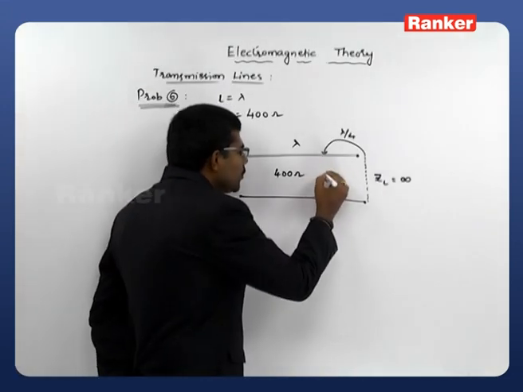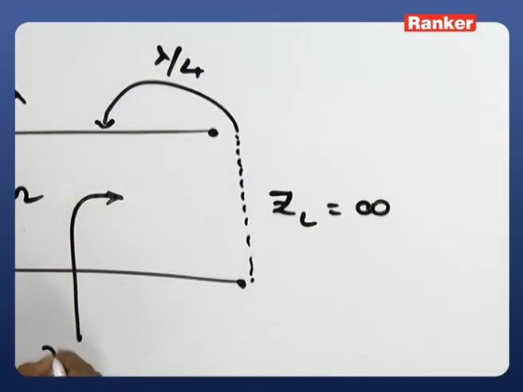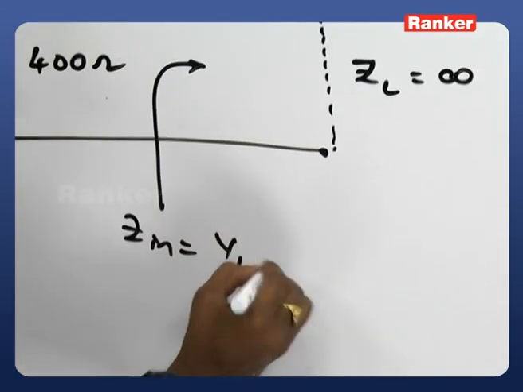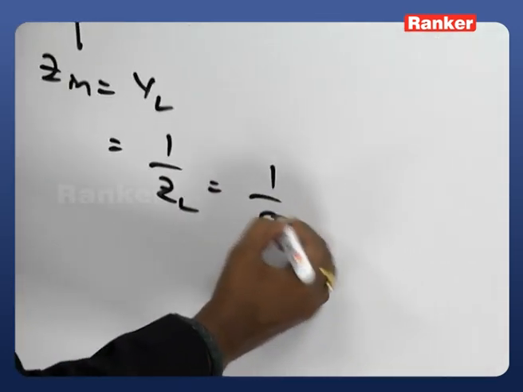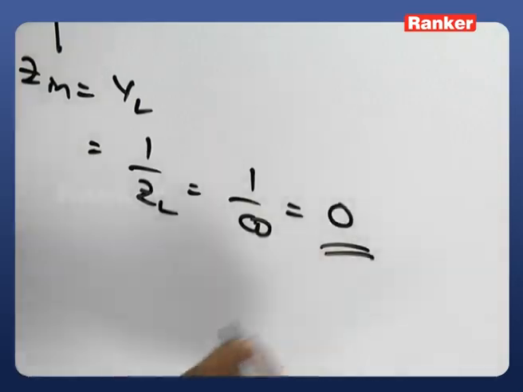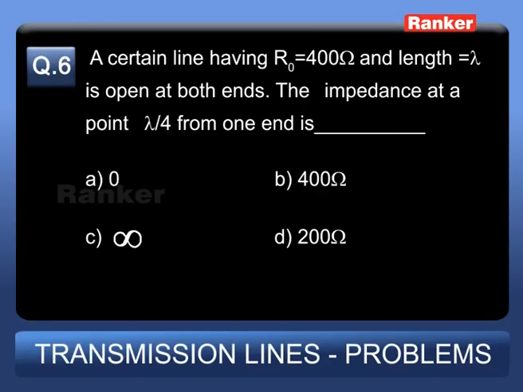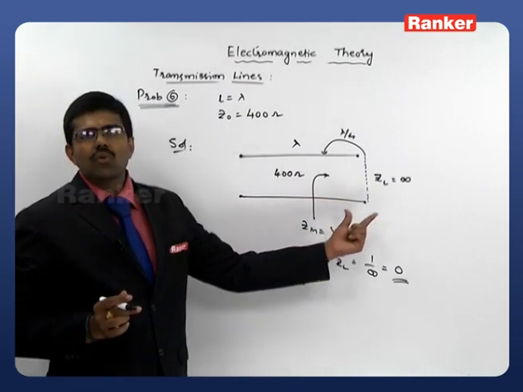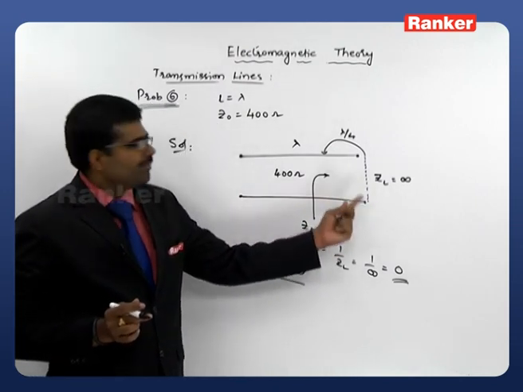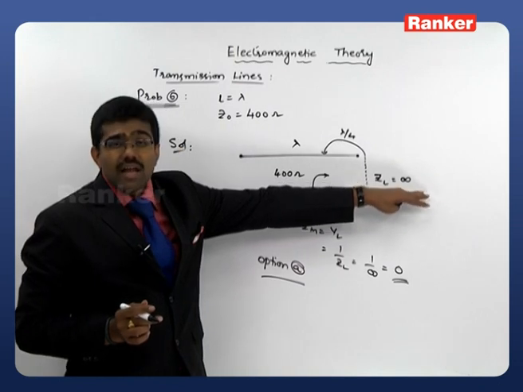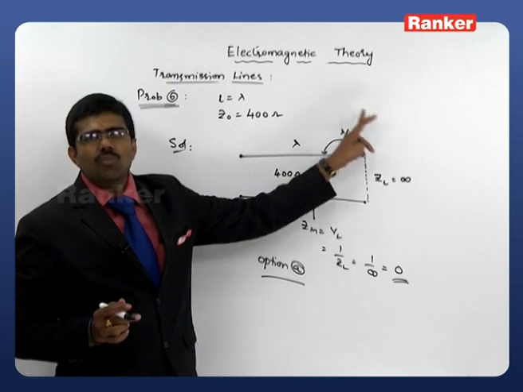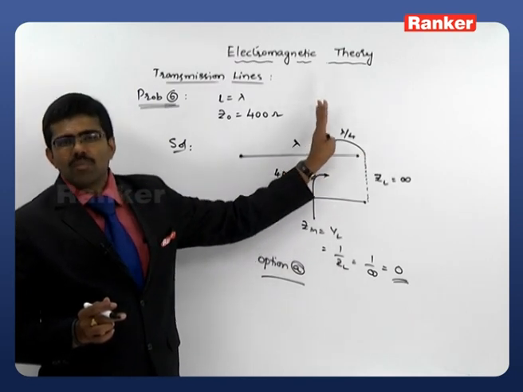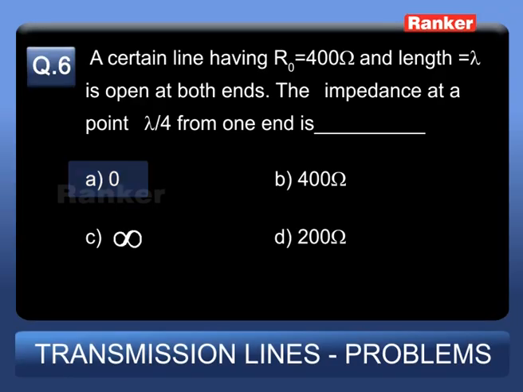Now, what is the input impedance at this particular location? Zin is equal to YL. YL is simply 1 by ZL, which is 1 by infinite, and 1 by infinite is 0. So clearly, option A, 0, is the answer. Whenever we consider a lambda by 4 length transmission line, the load is transformed; that's why it is called an impedance transformer. The output will be transformed as admittance by its lambda by 4 length. So option A is the correct answer.